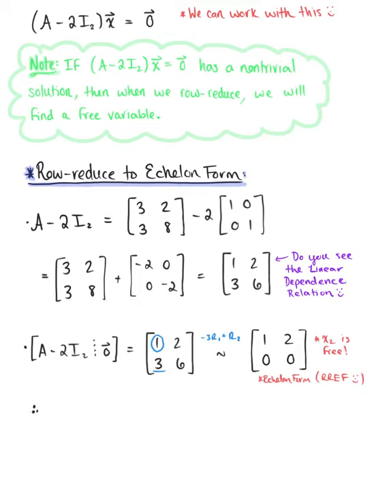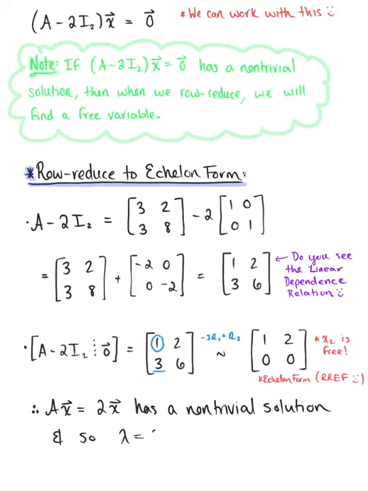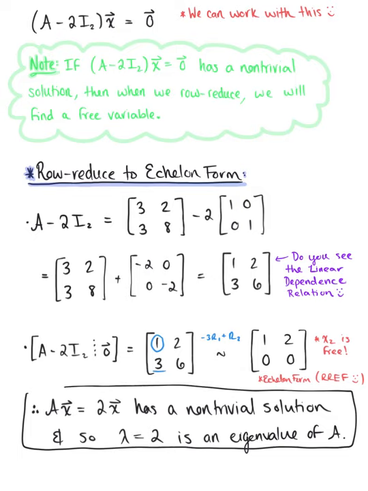And we are able to conclude that matrix A times vector x equals 2 times vector x has in fact a non-trivial solution. We can see that x sub 2 is a free variable, and so we have confirmed that lambda equals 2 is an eigenvalue of A. And so there you have it. This is our final answer.